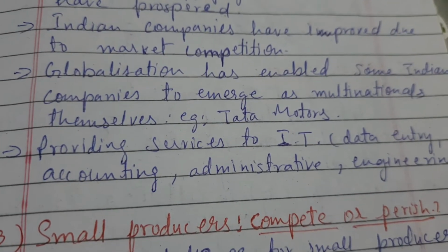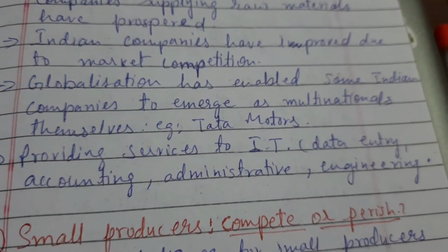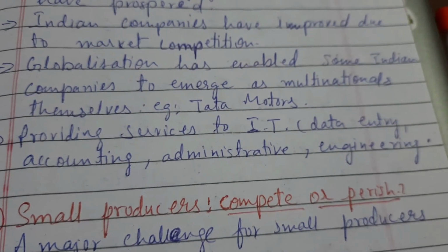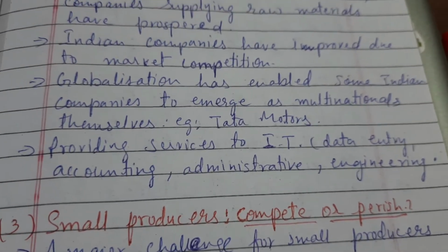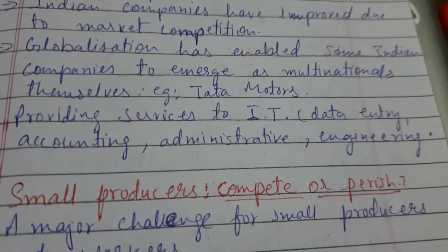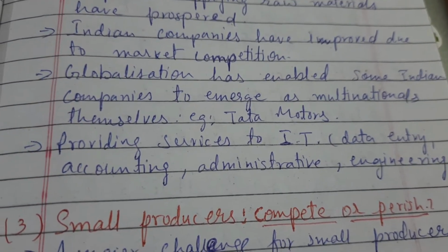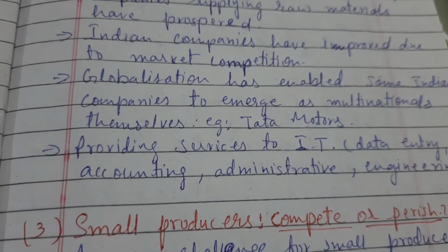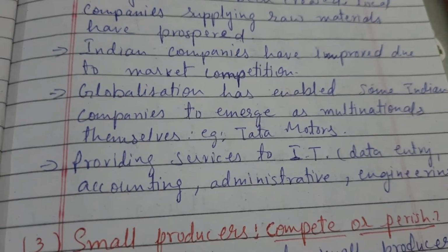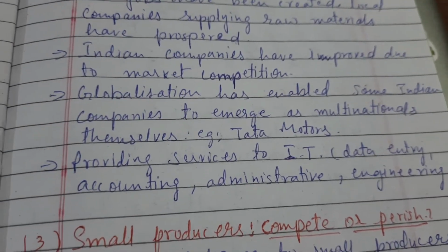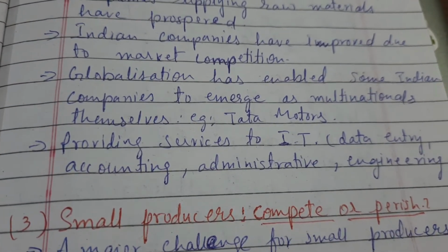One more important thing is providing service. Now these MNCs are providing service to IT sector people, and they are getting jobs in data entry, accounting, administration and engineering. Earlier, all these technical people used to go to foreign countries, and in this way our country was suffering from exodus and brain drain. Nowadays these educated and skilled people are getting jobs in India.